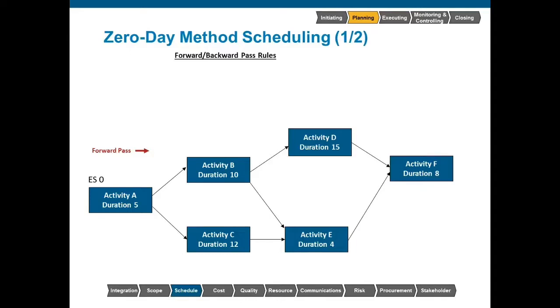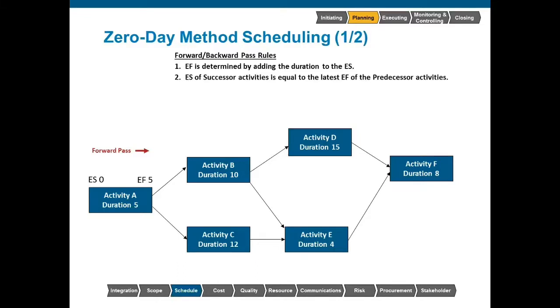To calculate the early finish of an activity, early finish is determined by adding the duration to the early start. So we have an early start of 0, we add 5, which is the duration, and we come up with an early finish of 5. Now when you have successors in the 0-day method, you take the early finish of its predecessor, and that becomes the early start of the successor activities. Since only one activity precedes activities B and C, the early start of both of these activities will be 5.